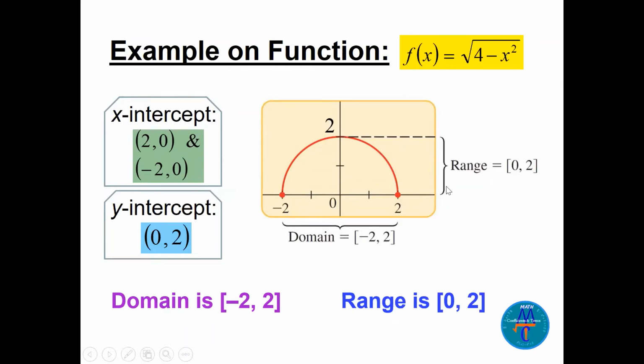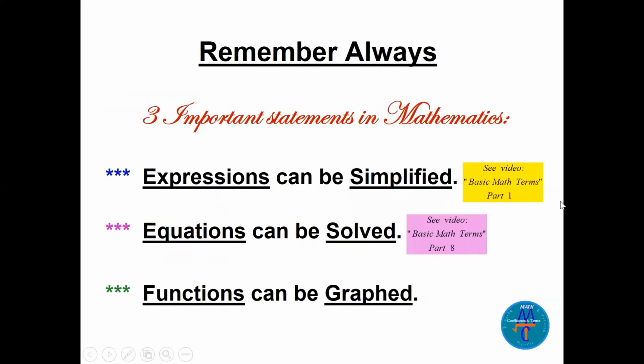Now, the range, as you can see here, is all the values of the y. They go from 0 here on until 2. So range 0 to 2 on the y-axis, domain from minus 2 to 2 on the x-axis. If somebody said, I need the x-intercept, it can be 1 x-intercept, it can be 2, it can be 3. So in this case, it is 2, 0 and minus 2, 0. Y-intercept here, 0, 2. You can see that.